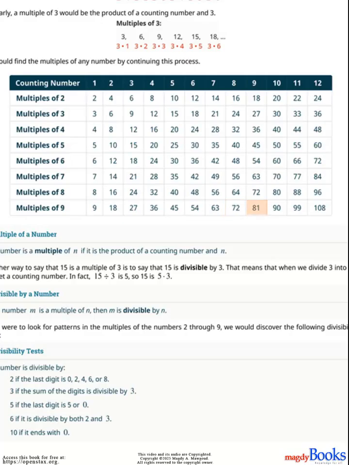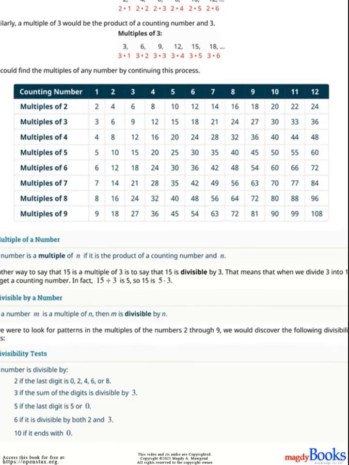9 multiples of 9 equals 81. 10 multiples of 9 equals 90. 11 multiples of 9 equals 99. 12 multiples of 9 equals 108.